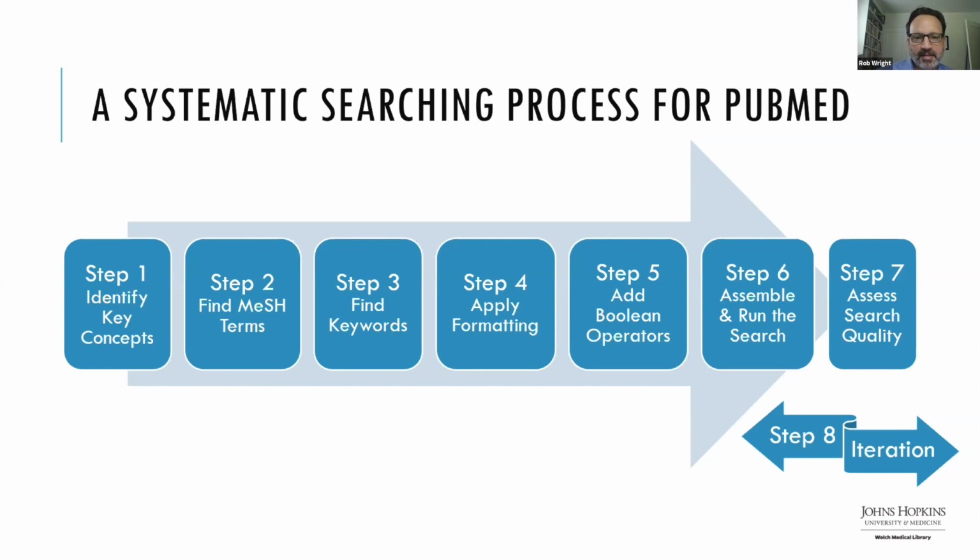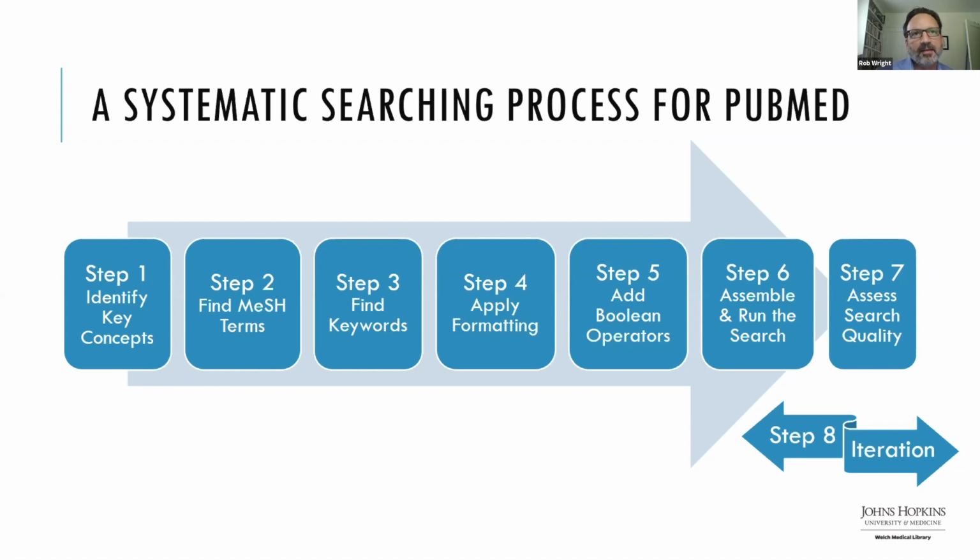Applying the appropriate syntax and formatting is another step. Follow that by applying Boolean operators to indicate to PubMed the ways that you want to combine the terms that you're including in your strategy. The sixth step is actually assembling and running the search using advanced search features in PubMed. Step 7 is assessing search quality.